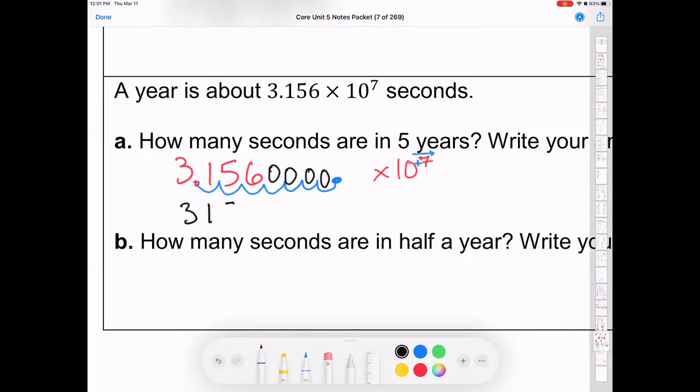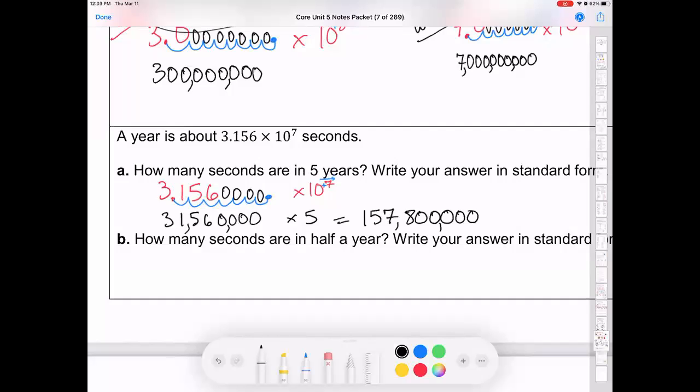Ending up with 3, 1, 5, 6, 0, 0, 0, 0. And then putting those commas in. Now, that is for 1 year. That's how many seconds you have. Well, if you wanted to find it for 5, all you'd have to do is do what? Very good to that individual. We're going to take that value, multiply it by 5, and see what we get. So go ahead, pause the video, type that in the calculator, or multiply it out. What do we end up with? Awesome job to that individual. So you should have gotten this value right here.